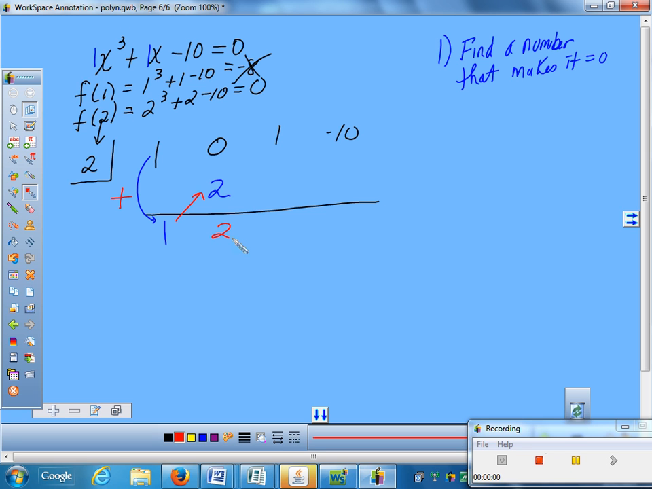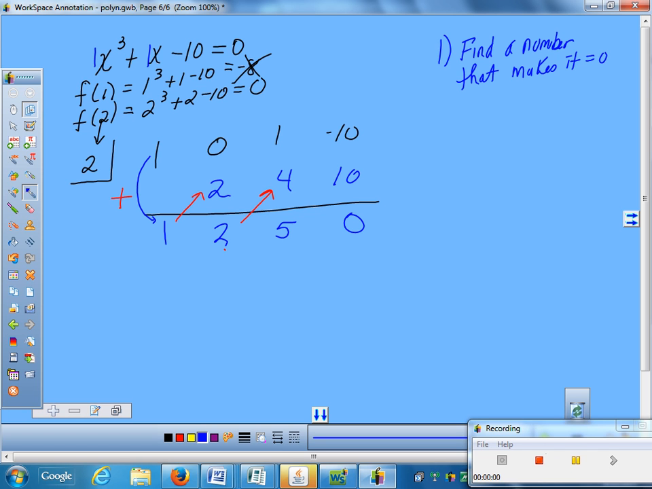Anything below the line, you times it by the box. So 2 times 2, I put it over here, I get 4. Add down. That's 5. Times it by the box. 10. Add down, you must get 0. If you did this right, you have to get a 0. You just found factors. You don't know it yet.